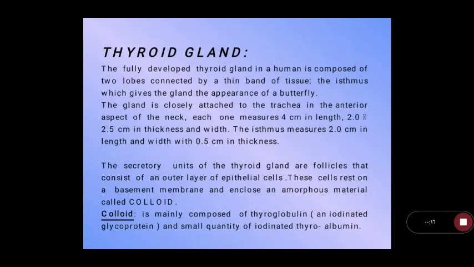The Thyroid gland. The fully developed thyroid gland in a human is composed of two lobes connected by a thin band of tissue which is called the isthmus, which gives the gland the appearance of a butterfly.